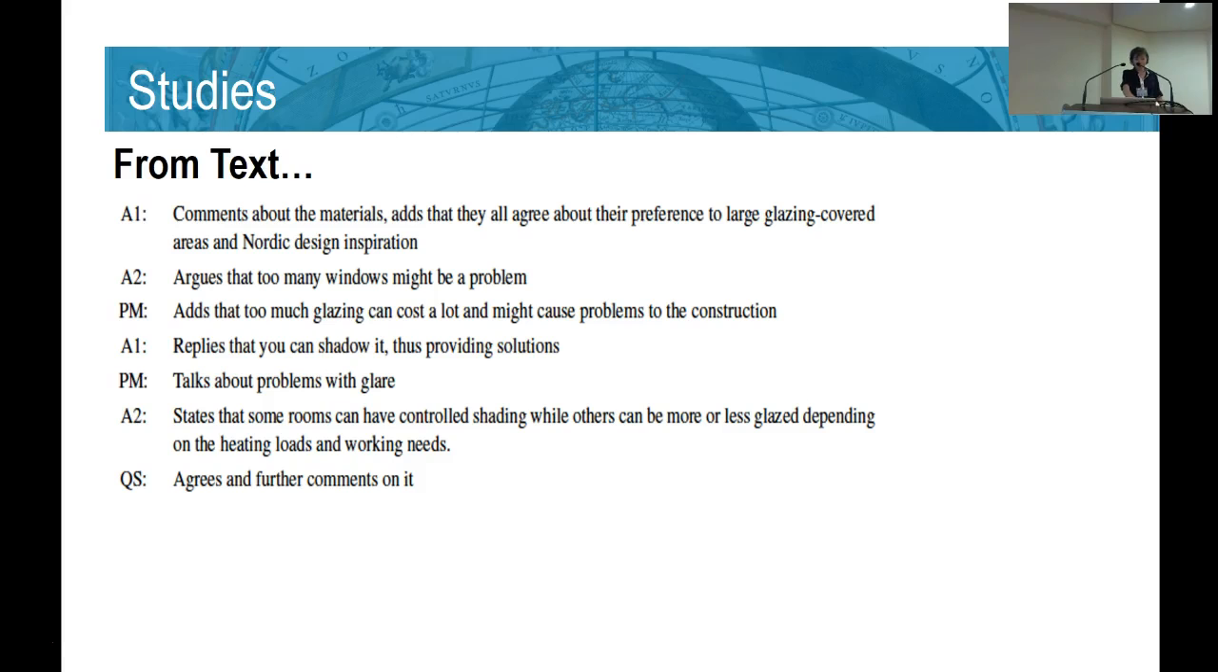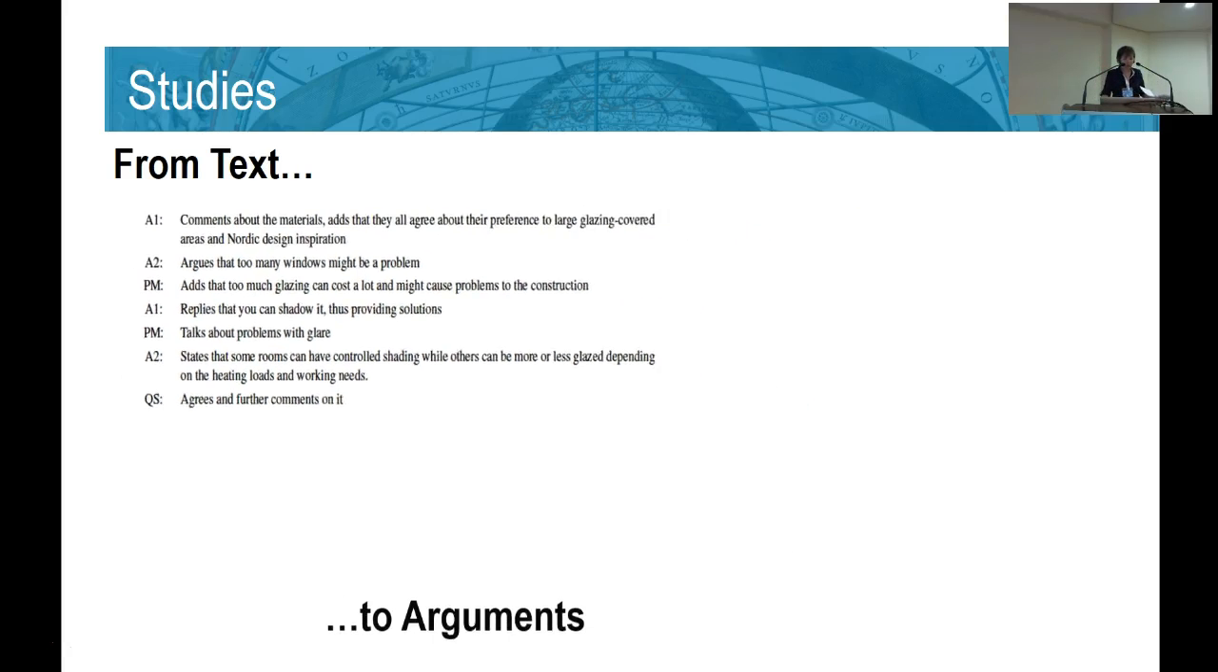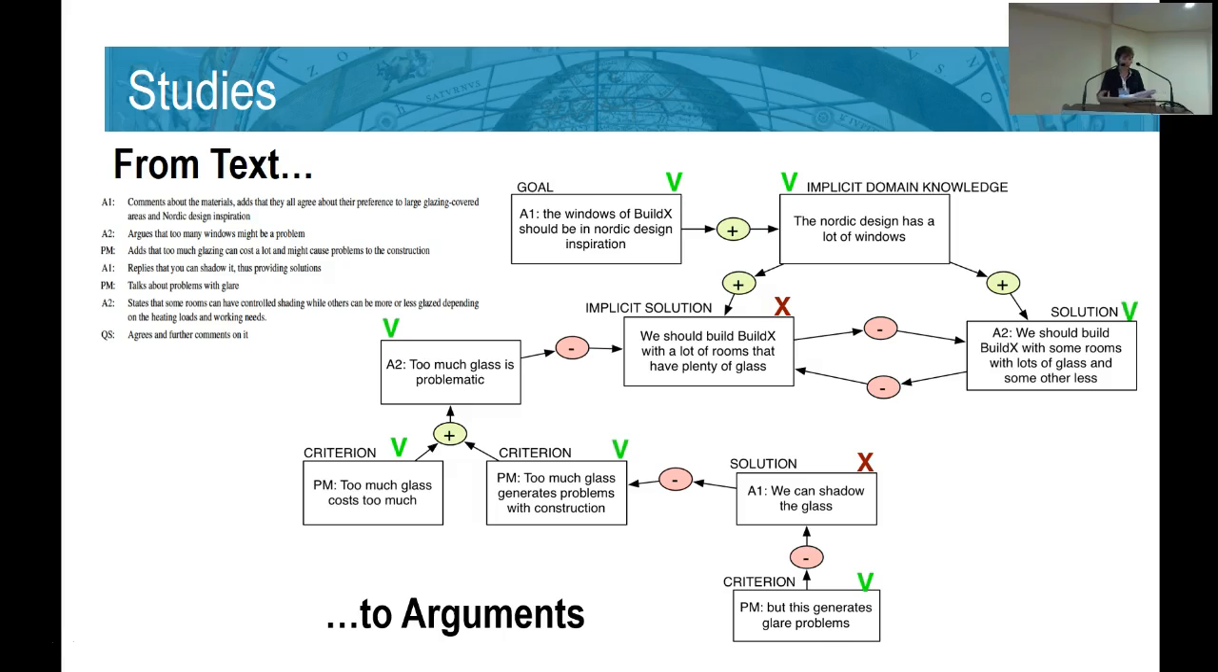We have a set of different professionals who discuss the ideas about applying windows to a specific building in one of the studies. So we move from the text to the arguments. In a specific instance, we can observe that the argument graph extracted from the previous dialogue has a solution, a specific solution proposed at the end, which is analyzed with a set of arguments on the left-hand side of the graph, and finally refined with an alternative solution.